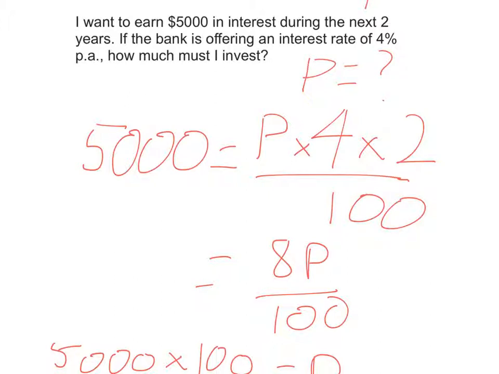So that means if I want to earn $5,000 in interest in 2 years at an interest rate of 4%, I need to invest 62,500. Now you go through a very similar process if you want to find R or T.